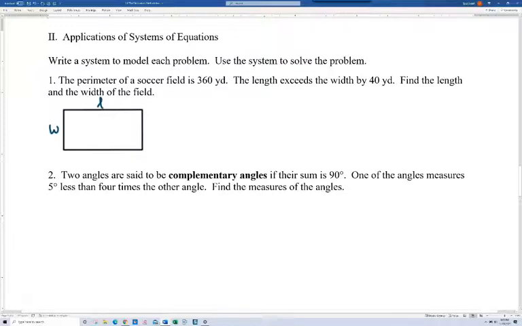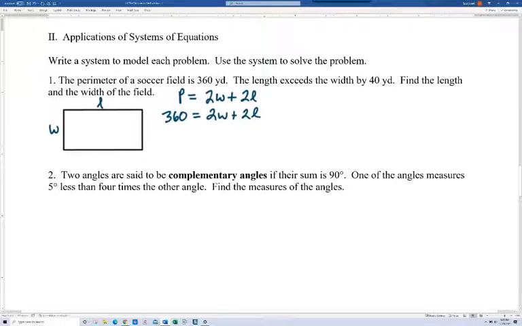So it does say the perimeter of a soccer field is 360 yards. Now there is a formula for the perimeter of a rectangle. It's P is equal to 2 times the width plus 2 times the length, or 2W plus 2L. And so we can write 360 is equal to 2W plus 2L. So there's one of our equations in W and L. You'll notice I'm using W for width and L for length. We could have used X and Y.